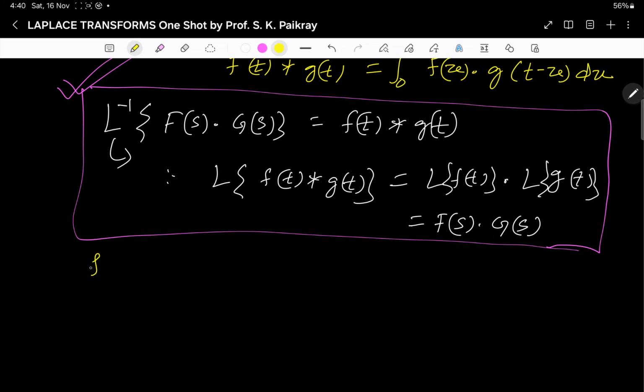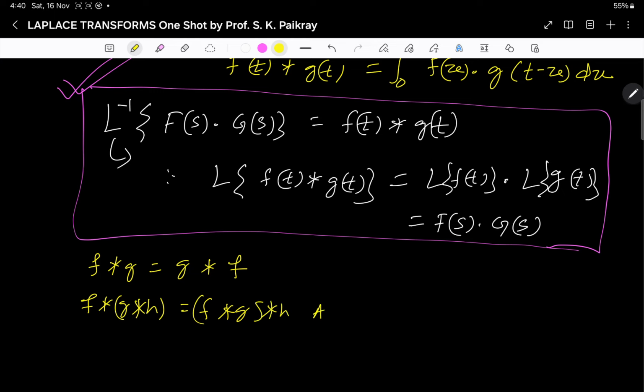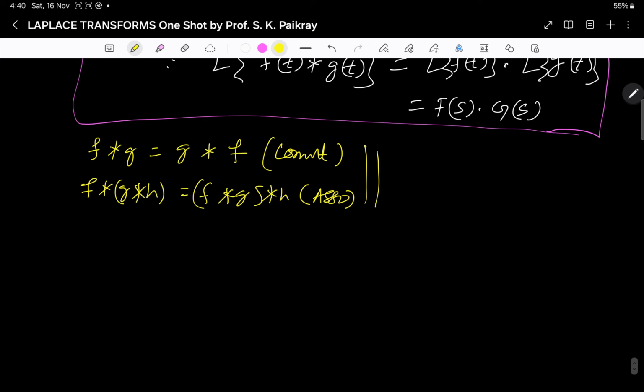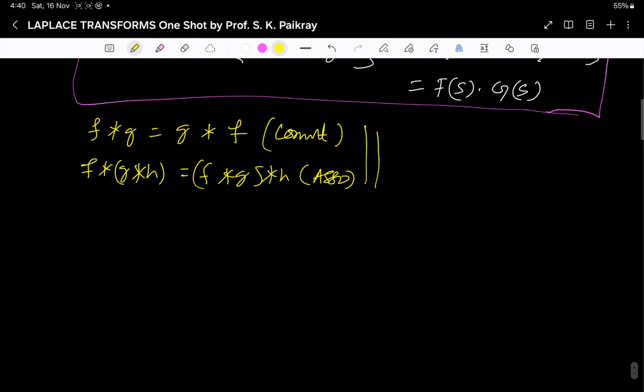Recalling the properties, here f convolution g is g convolution f, which is your commutative property, and f convolution g convolution h is f convolution g convolution h, which is your associative property. The details of the properties you should see in the individual lectures. Now my intention is to tell you here how this will help you.